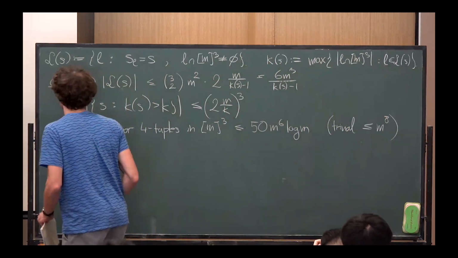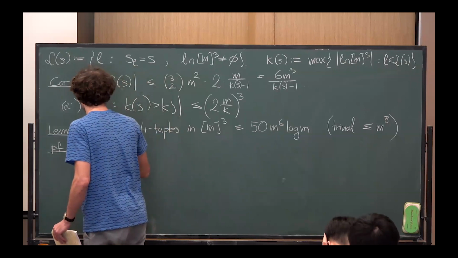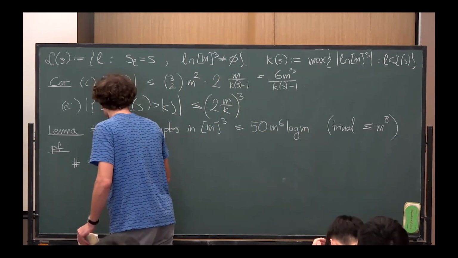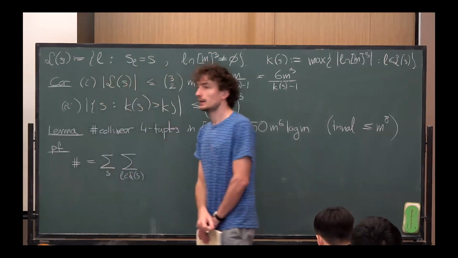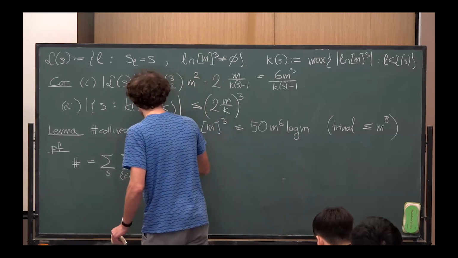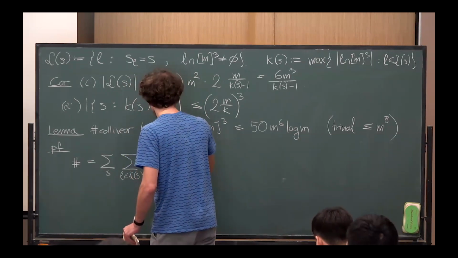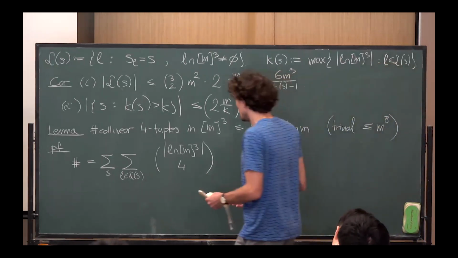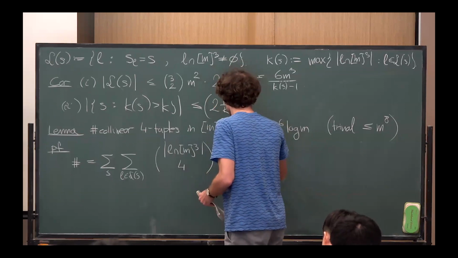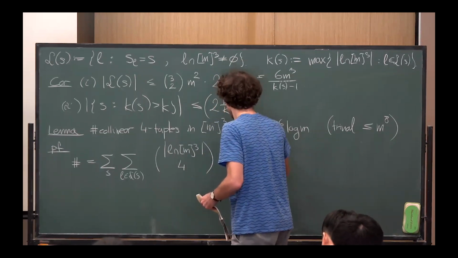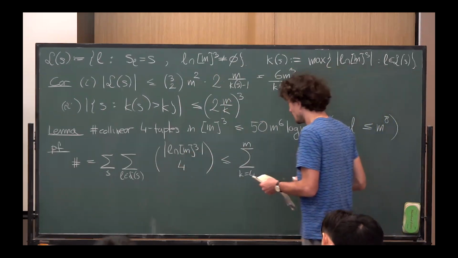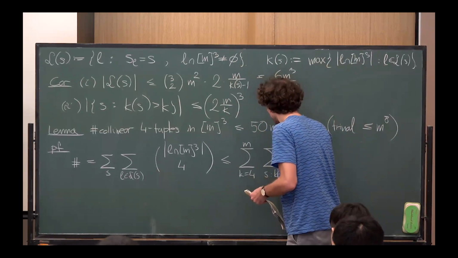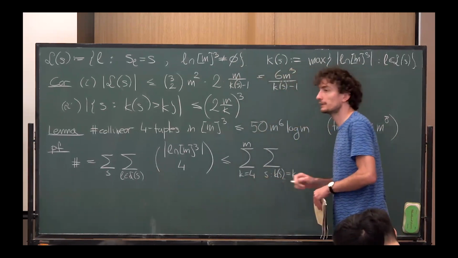So here's the calculation. Let's count the four tuples. These are all the possible directions, and these are all the possible lines in this direction. Once we see a line in a given direction, then we exactly know how many four tuples there are. This is their number. So let's group the lines by their intersection with M. Let's consider all the directions where the largest line that intersects the grid intersects it in exactly k points.